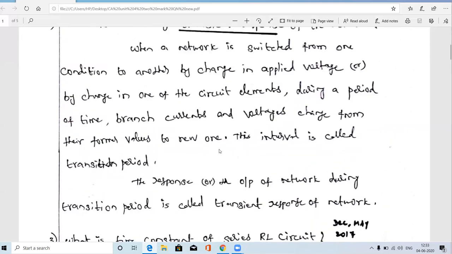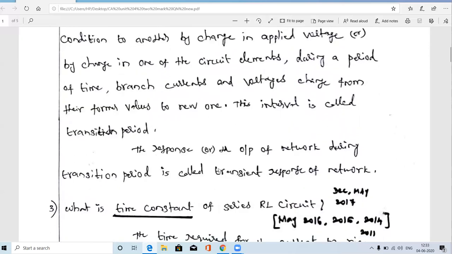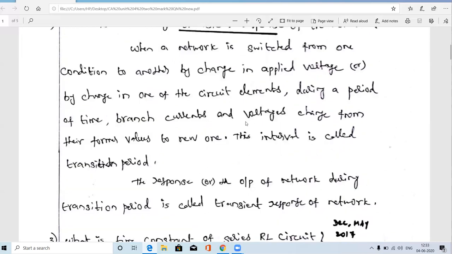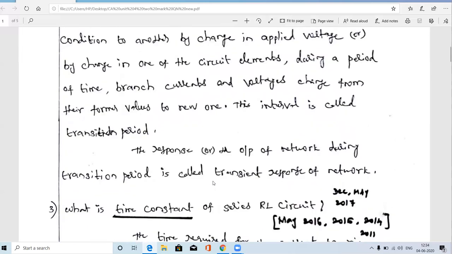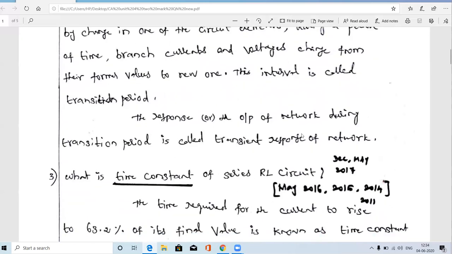During this transition interval, the output of the network is called the transient response of the network. When a network is switched from one condition to another by a change in applied voltage or a change in one of the circuit elements, the branch currents and voltages change from one value to another during that period. That response we call the transient response.